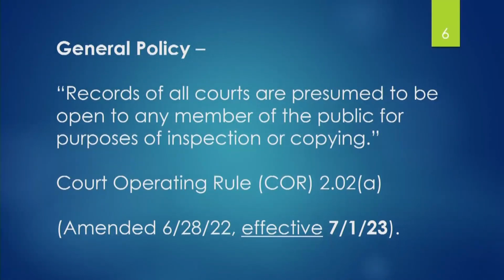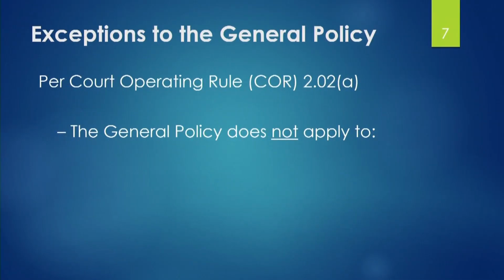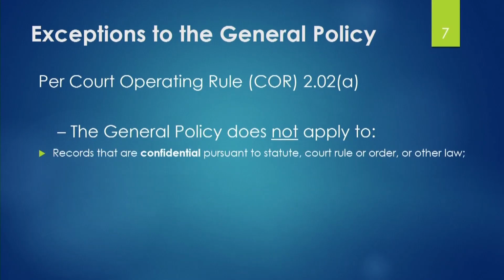Under Court Operating Rule 2.02a, the general policy regarding access to records is that records of all courts are presumed to be open to any member of the public for purposes of inspection or copying. As with all good rules, there are exceptions to the general policy. According to Court Operating Rule 2.02a, the general policy does not apply to records that are confidential pursuant to statute, court rule, or order, or other law.